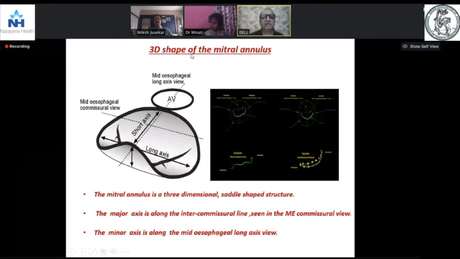Now, actually, looking at the 3D shape of the mitral annulus, it is basically a three-dimensional structure which is saddle shaped. Now, actually, it has got two axes, the major axis and the minor axis. The major axis is along the intercommissural line, that is in between the anterolateral commissure and the posteromedial commissure. And this is best seen in the mid-esophageal commissural view. And the minor axis, that is the short axis, is seen in the mid-esophageal long axis view. These are the two axes which we report. In this, the major axis is the most important, which is seen in the mid-esophageal commissural view.